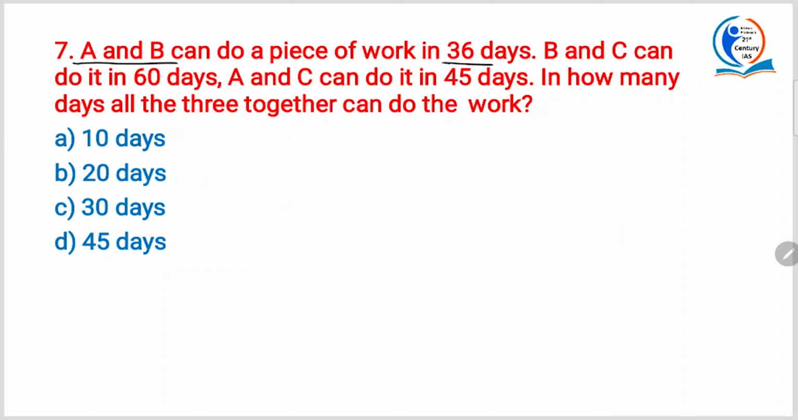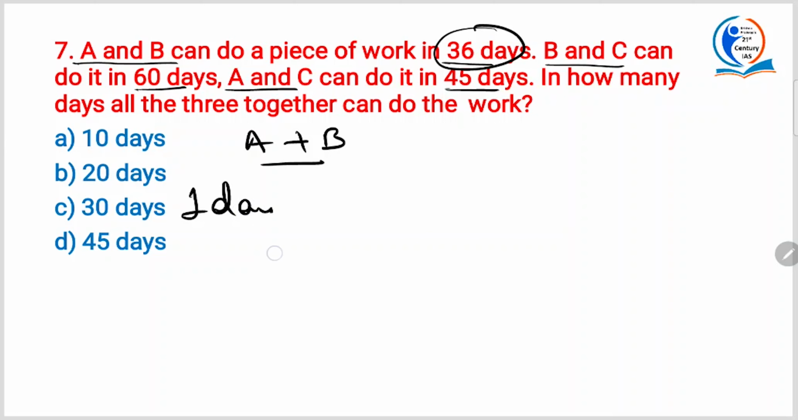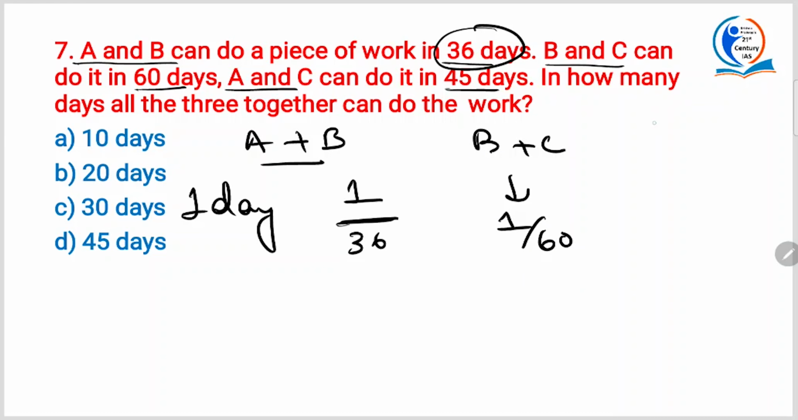A and B can do a piece of work in 36 days, B and C can do it in 60 days, A and C can do it in 45 days. In how many days will all the three together be able to do the work? Okay, so A plus B can complete the work in 36 days. That means how much work will they do in 1 day? It will be 1 by 36 of the total work. Alright. And B plus C will do it in 60 days, so 1 by 60. And A plus C will do it in 45 days, so 1 by 45.